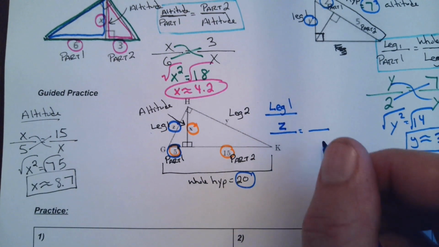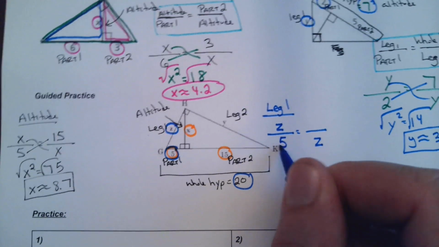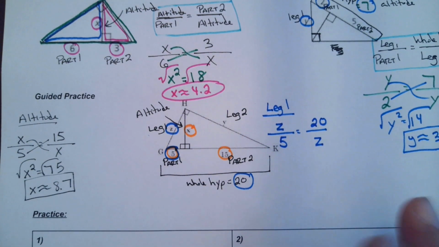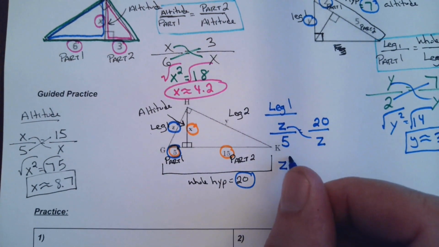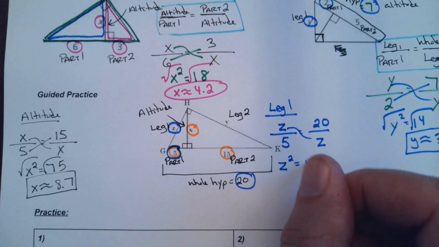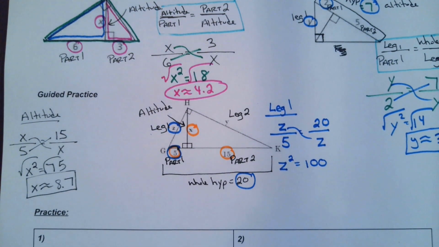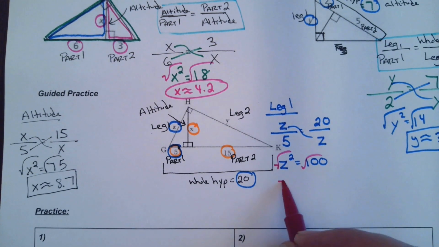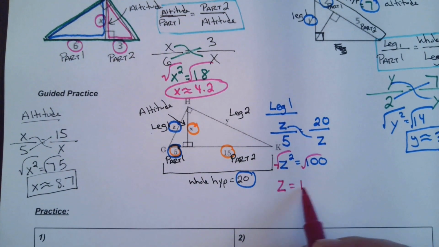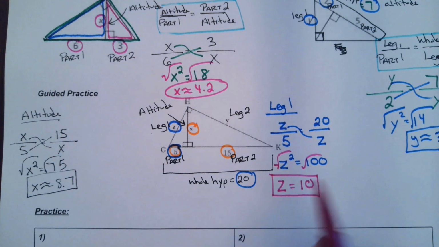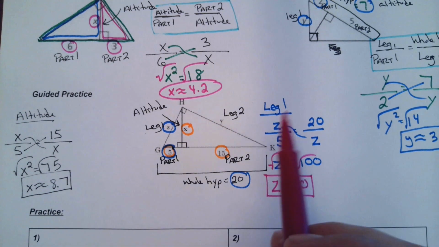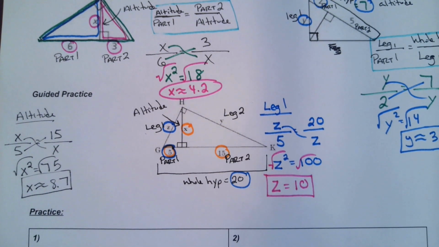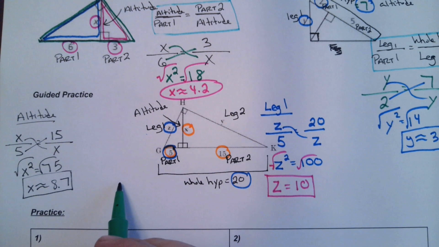So z, 5, 20. Cross multiply, z times z is z squared, 5 times 20 is 100. And then we take the square root. So the square root of 100 is 10. All right, and now we just have to do leg 2. So the last thing we need to do, we'll come over here and do this one.